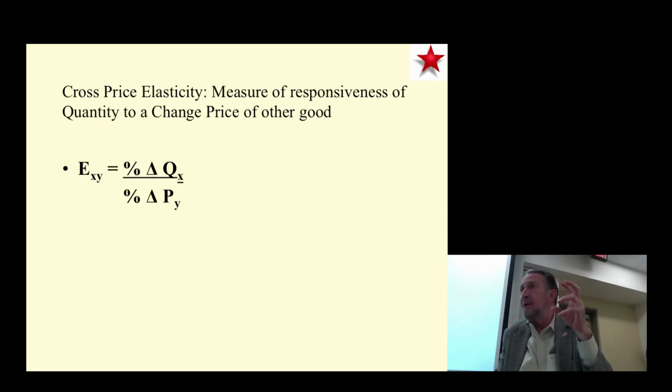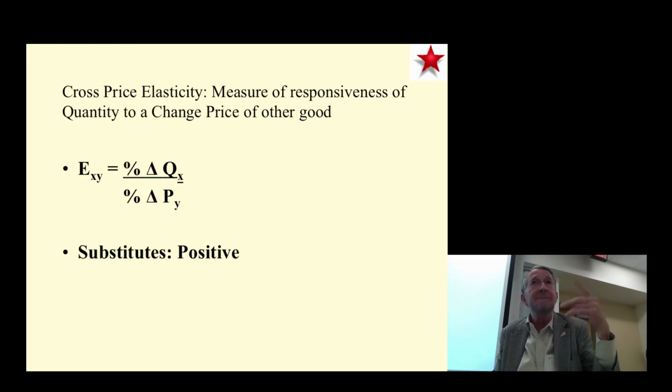The more my sales would be responding to changes in my competitor's price. And for substitutes, it would be positive, right? If they raise price, I sell more. If they lower price, I lose sales. For complements, it would be an inverse relationship. As the complement goes up in price, I would lose sales, so it's a negative relationship between the two.